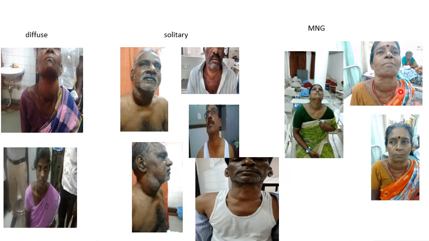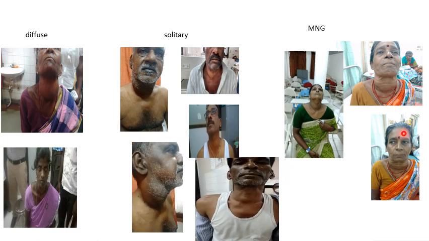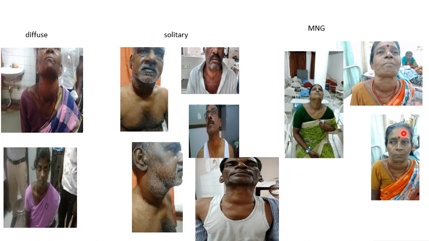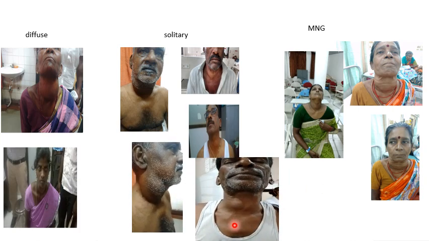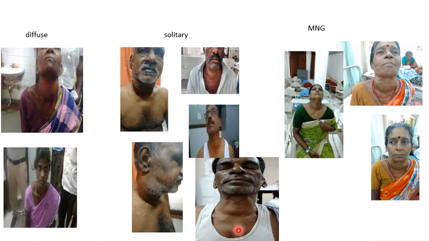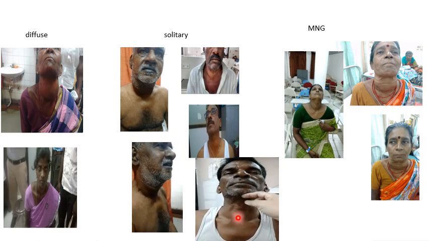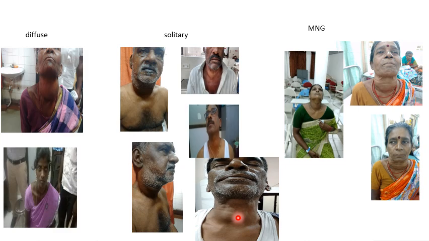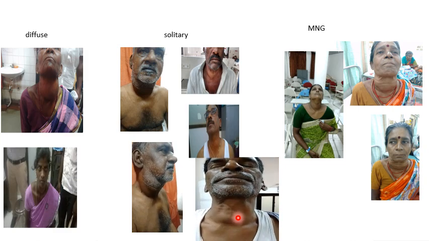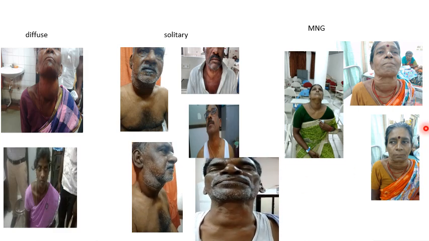I'll play one or two of these videos. You'll be able to appreciate. See. Just a single nodule moving there. You can see from the side. This is just to show you deglutition. Let's see this. This is a very clear-cut solitary nodule. See? You can nicely see the single nodule moving. It's fine. Now let's see the others.